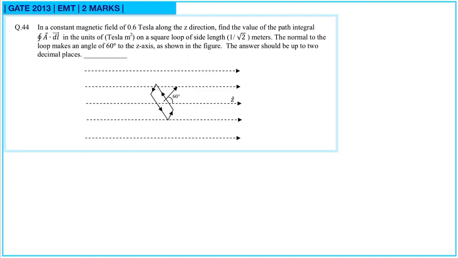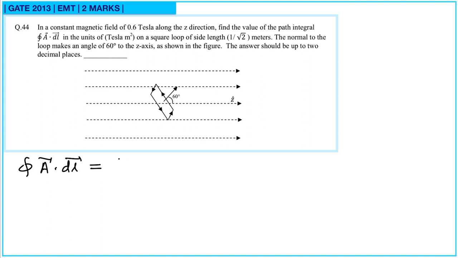Then we have the next question, question number 44. In a constant magnetic field of 0.6 Tesla along the z direction, find the value of the path integral of A dot dl in units of Tesla meter square on a square loop of side length 1 by root 2 meters. The normal to the loop makes an angle of 60 degrees to the x-axis as shown in the figure. The answer should be up to 2 decimal places.